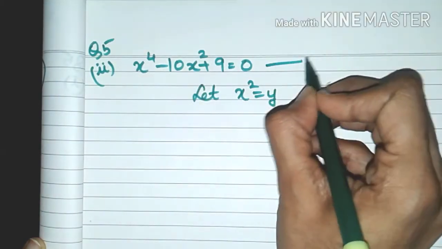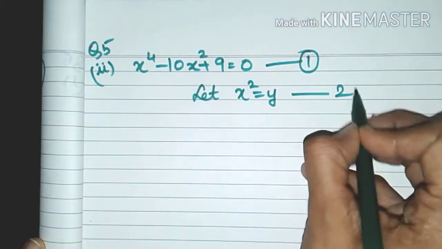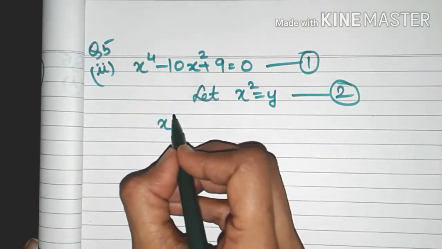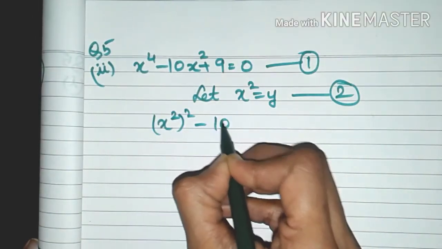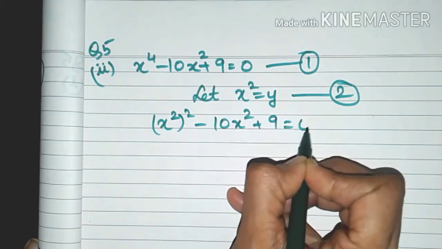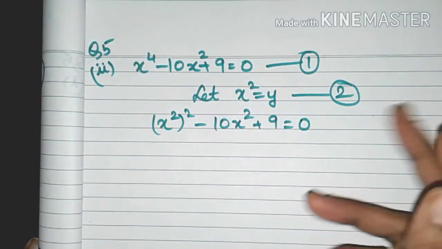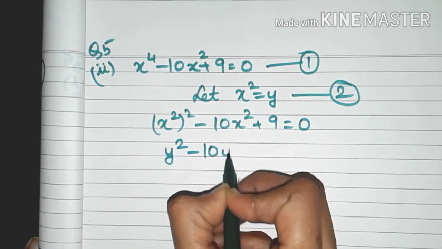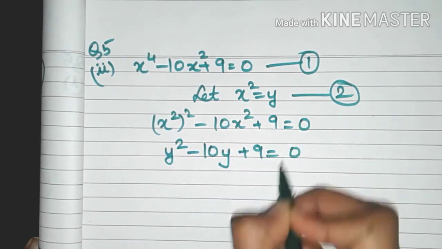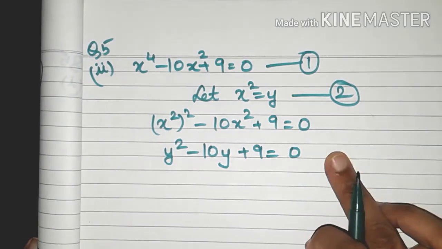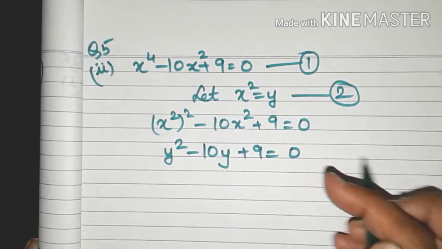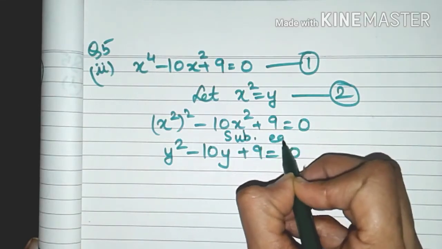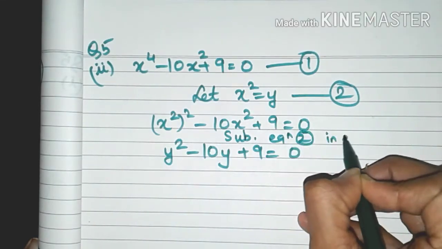So let us name this equation as 1 and this as 2. So we will get x raised to 4 as x square the whole square. See, this is my original equation. I am just writing it again for your convenience. So x square is y. So y square minus 10y plus 9 is equal to 0. This is what the equation becomes. How did we get this equation, friends? I forgot to write this step. You have to write: substitute equation 2 in equation 1.